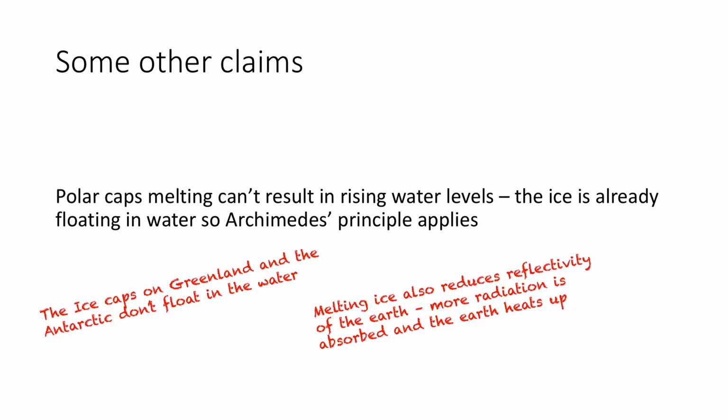So, of course, there are some silly claims put out by climate change deniers. A big one generally revolves around an ice cube in a drink. When it melts, the levels don't rise. As the ice caps are floating in water, the levels shouldn't rise, as this is Archimedes' principle. Again, yeah, this is 100% correct, apart from ignoring the huge ice caps on Greenland and the Antarctic, which are not floating in water. Also, as the ice melts, the reflectivity of the Earth gets reduced. The Earth gets hotter and more carbon dioxide is released into the atmosphere. So there is another feedback loop, which is really concerning.